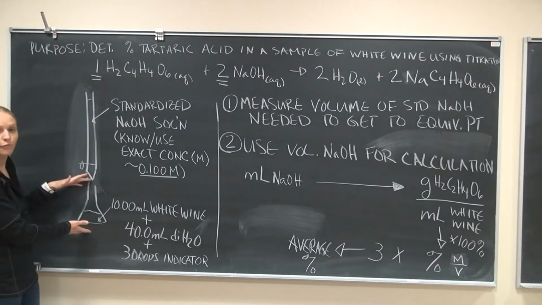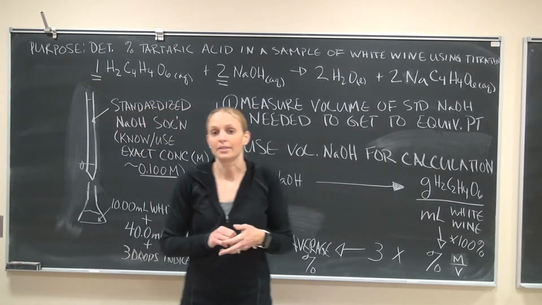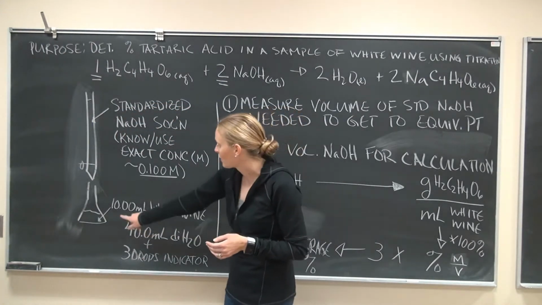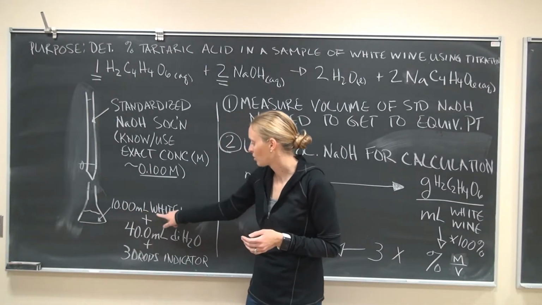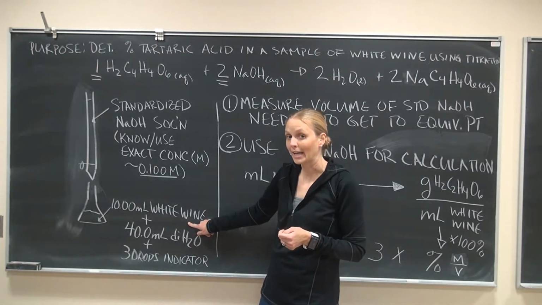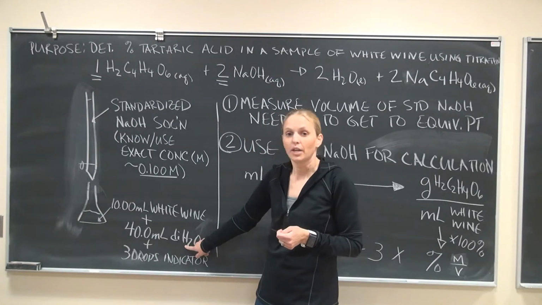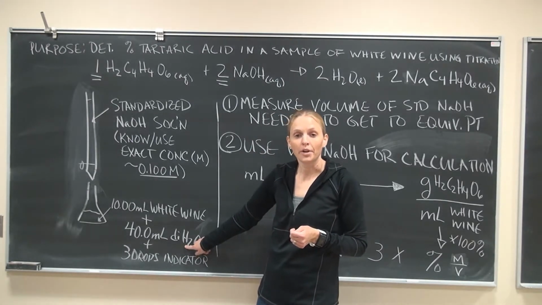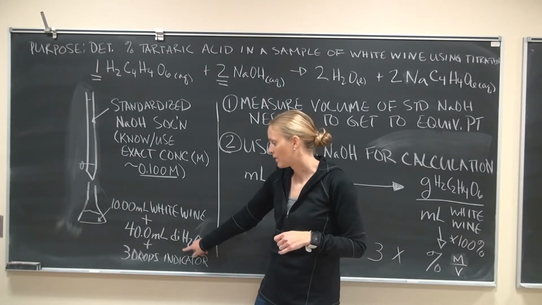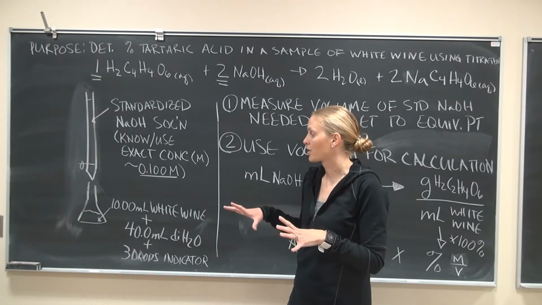And then we're going to have 4 flasks: an A, B, C, D flask. The A flask is going to be the scout, and then the B, C, and D flasks are going to be the 3 trials. In each of them, I measured out 10.00 milliliters of white wine, and that was measured with a volumetric pipette for accuracy. And then I added 40.0 milliliters of deionized water with a graduated cylinder, and then I added 3 drops of phenolphthalein indicator. So I have all my flasks ready to go.